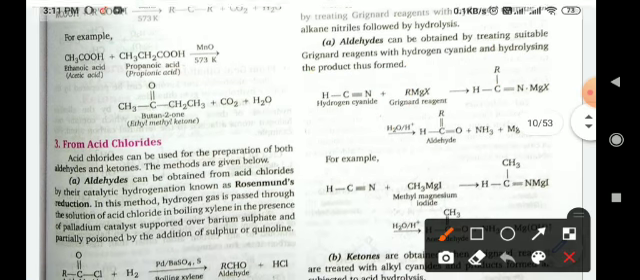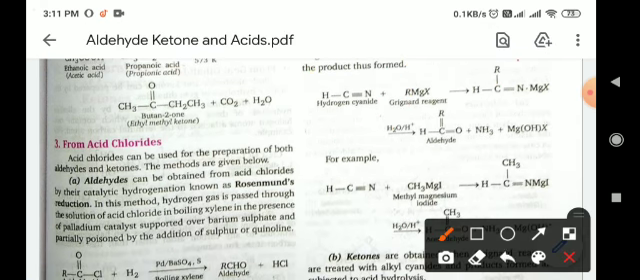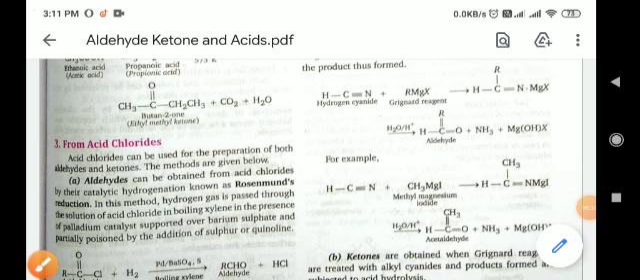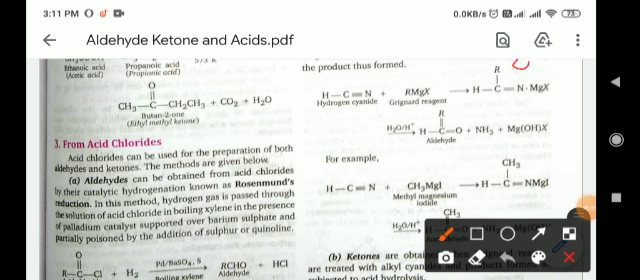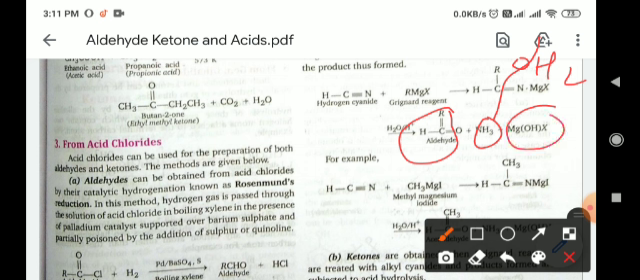Okay, now hydrolysis means reaction with H2O. Hydrolysis means reaction with this, then it will break from here. Oxygen will give HCOR from this, and ammonia gas is released, and with it Mg(OH)X will also be formed.